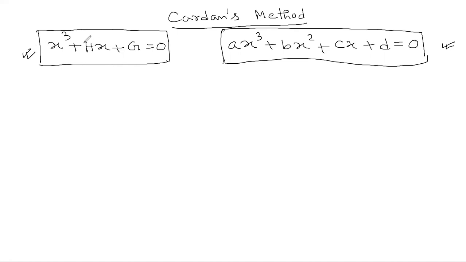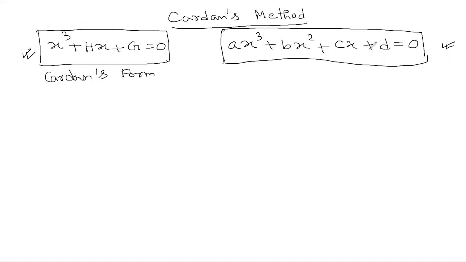That means where the square term is not present. x square term is not present over here. You see, it is x cube plus hx plus g equal to 0, which is actually called the Cardan's form. So using Cardan's method, we can solve this kind of equation, right?